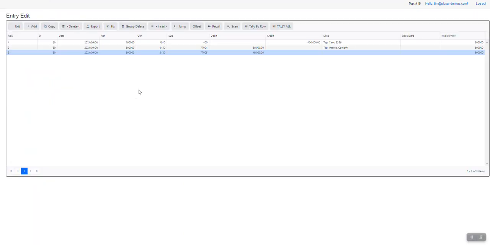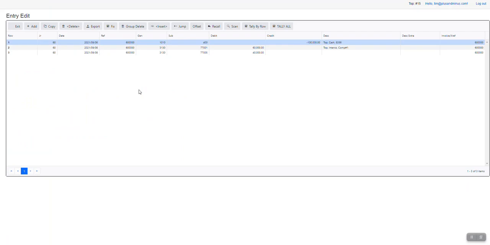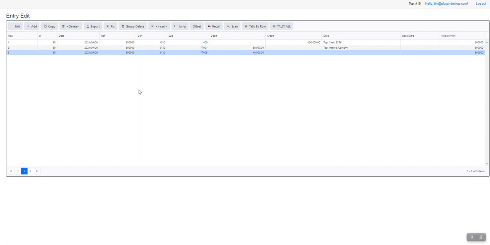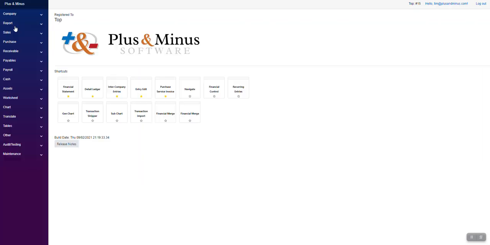Let's go into Top's entry edit right here. So what we're going to see is the transactions. We've got a credit to cash of $100,000. We've got a debit to accounts receivable of $60,000 on Company 1, and we've got a debit to accounts receivable intercompany of $40,000 on Company 2.